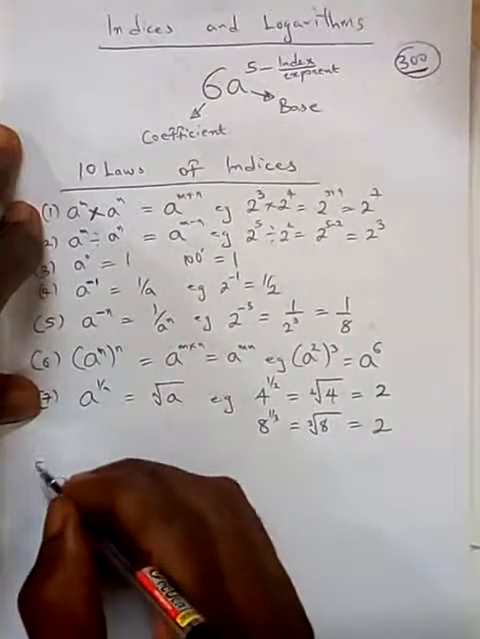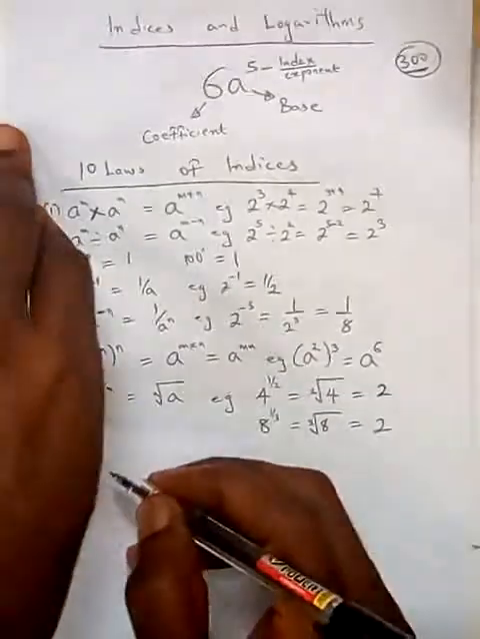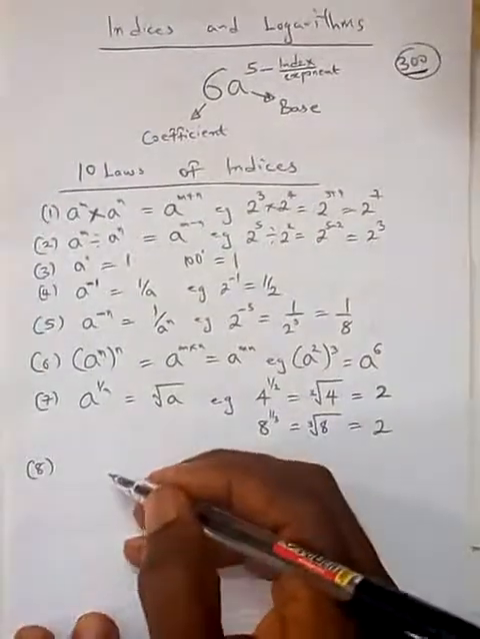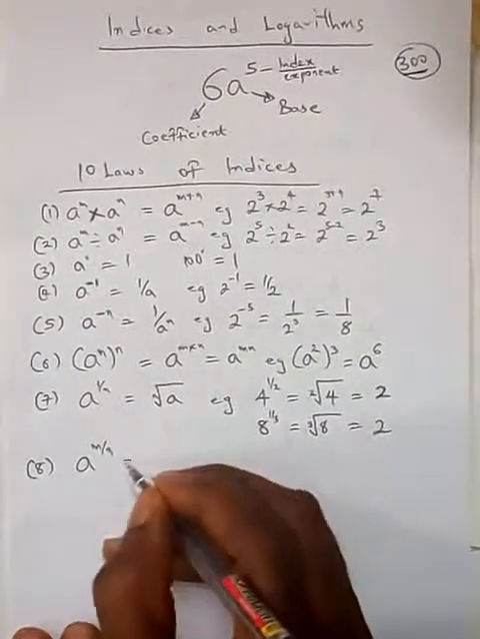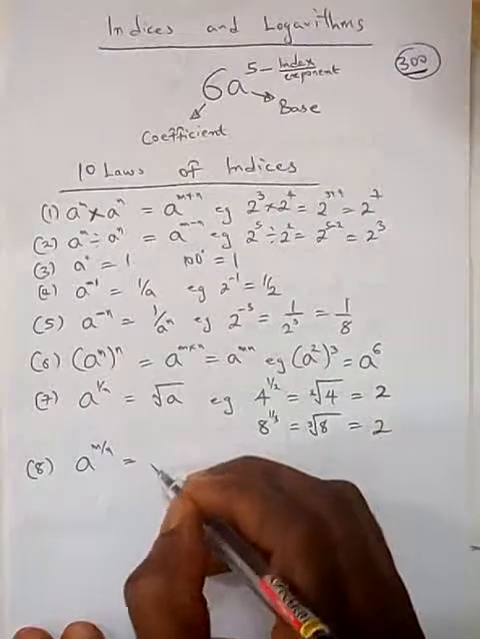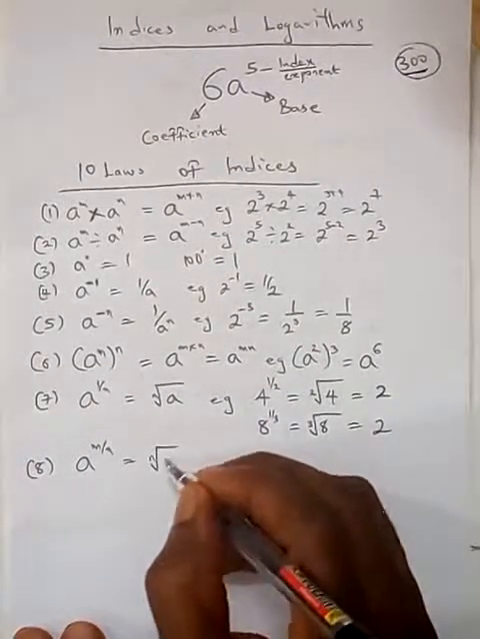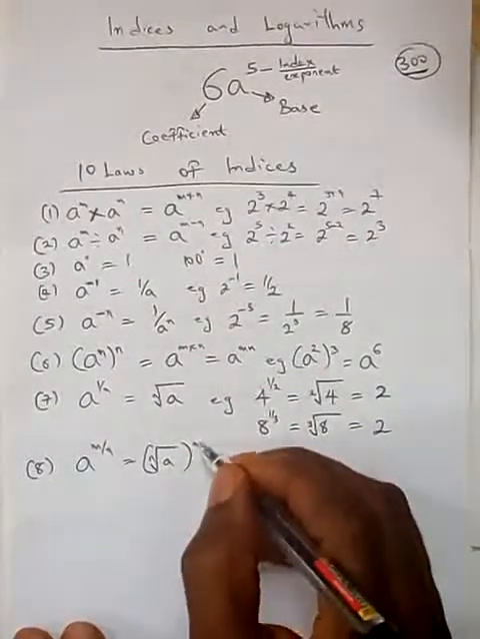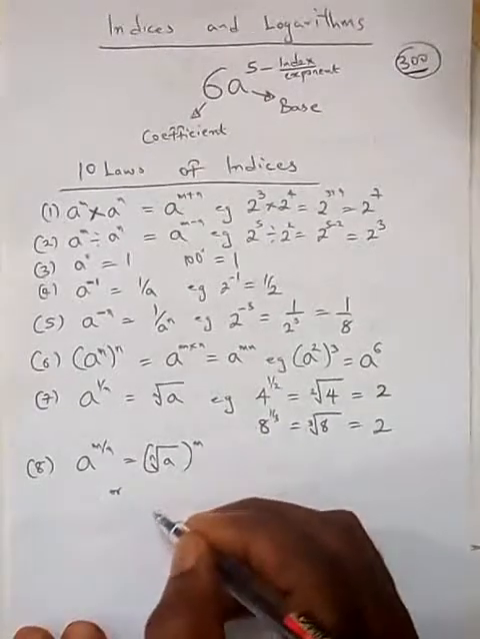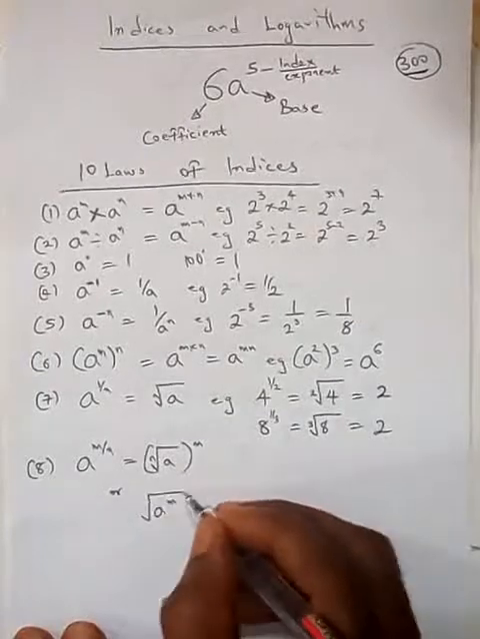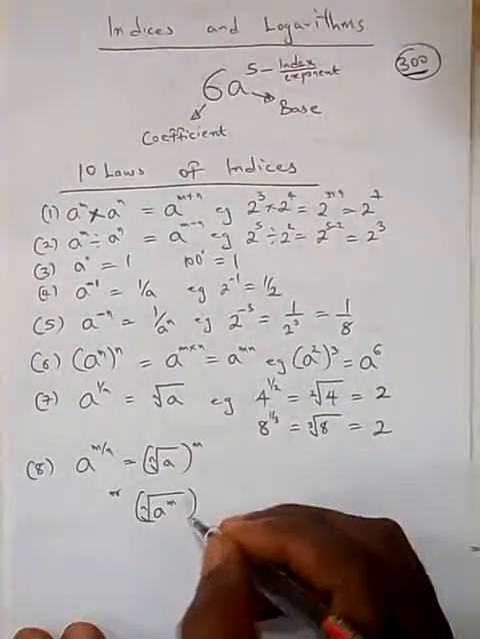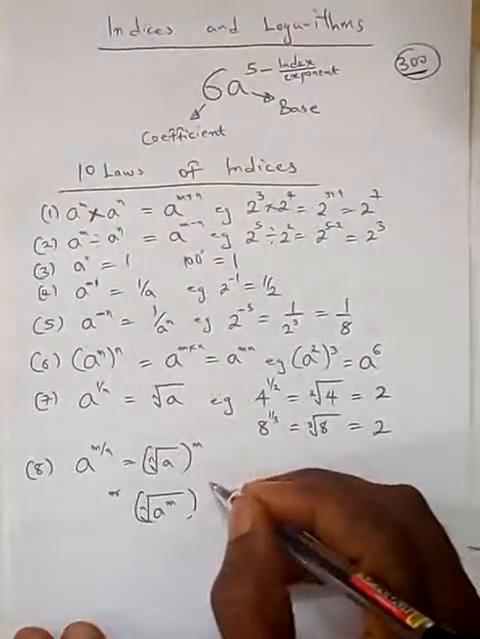Number 8, law 8 says a raised to power m over n is the nth root of a raised to power m, or a raised to power m, the nth root of that. Both of them are correct for that expression.